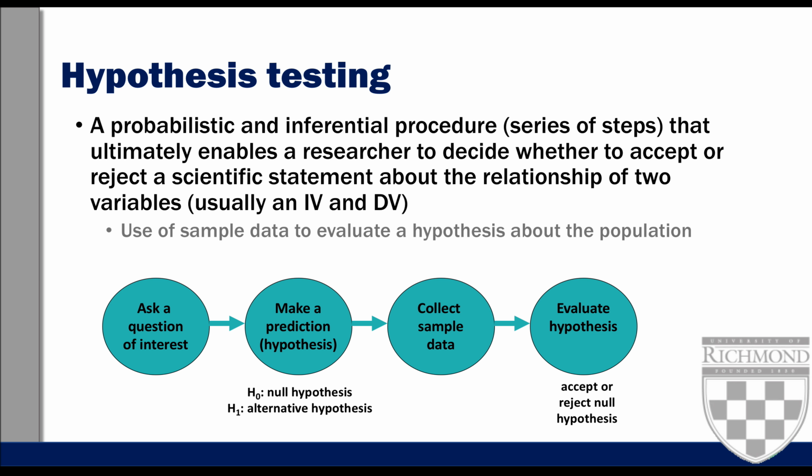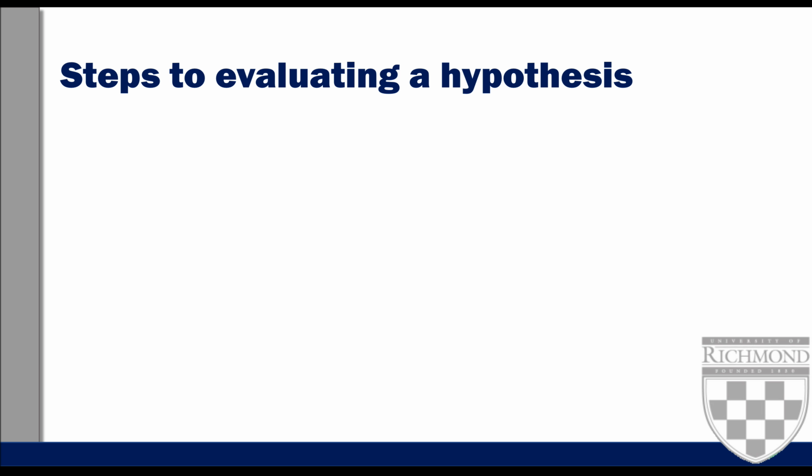But the important part, just to recognize at this point, is that in a research experiment, we set it up so that there are two hypotheses, the null and the alternative. They cannot both be true at the same time. Either one's going to be true or the other's going to be true based on the data we've collected in our sample. Okay, so let's talk about the steps to evaluating a hypothesis.